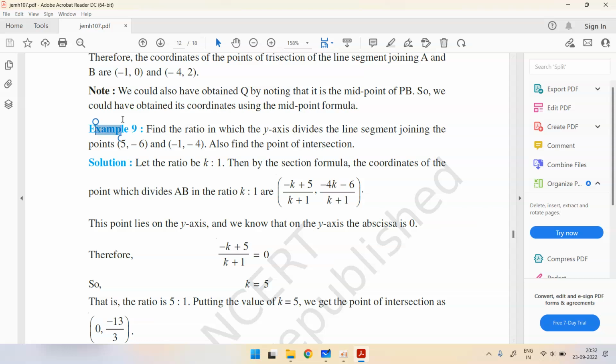Now, example number 9. It says: find the ratio in which the y-axis divides the line segment joining these two points. Also find the point of intersection. You will say, how will I be able to find the ratio? I am not even given the point, neither the ratio. However, I will be able to.